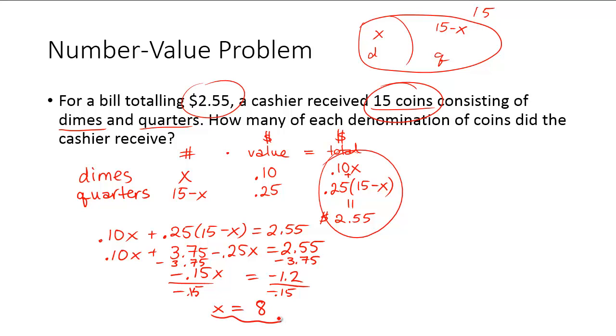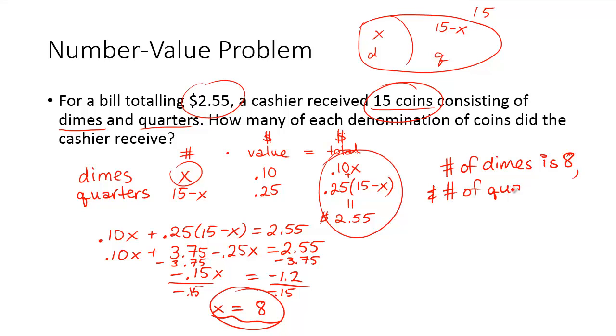Well, that's a nice number, isn't it? It's not always going to be a nice number, but in this case, the number of dimes and quarters should be. So this tells us that x is 8, which was the number of dimes. So you would say that the number of dimes is 8, and the number of quarters is, you know that that's 15 minus 8, which is 7.